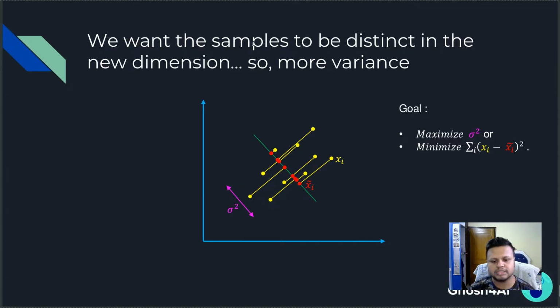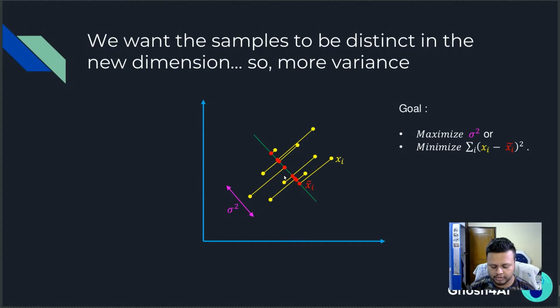So our goal is to choose a new axis such that the variance of the mapped sample points is the largest. Alternatively, we can also say that these perpendicular distances have to be minimal, like the samples themselves have to be as near as possible to our new axis or new dimension. Even if we try to do that, it kind of means the same thing.